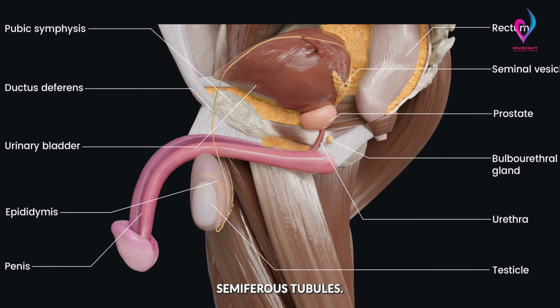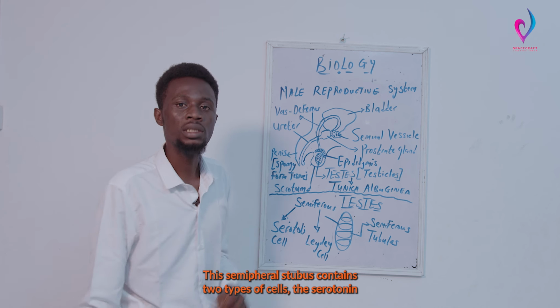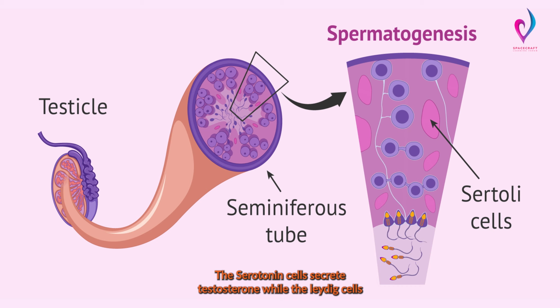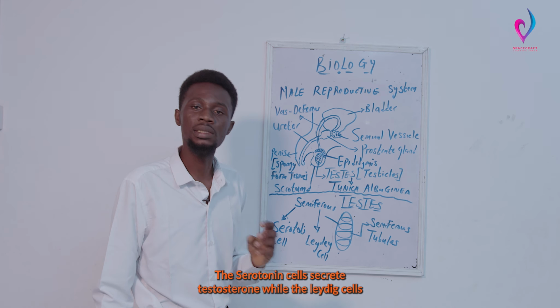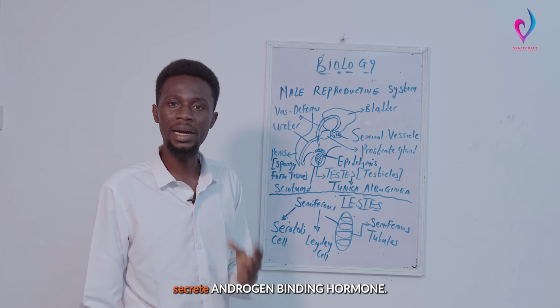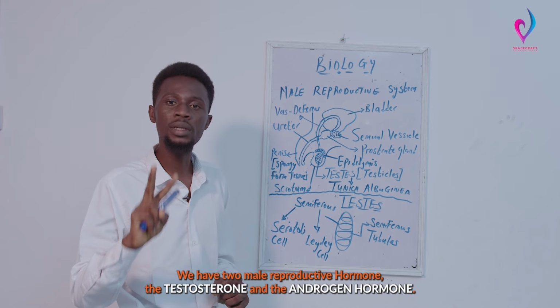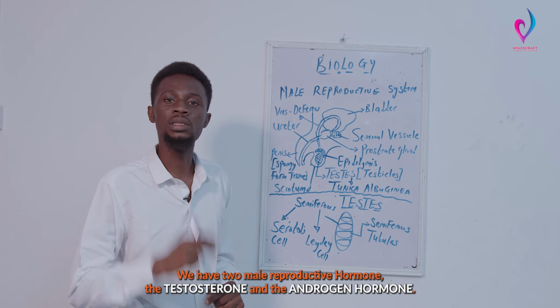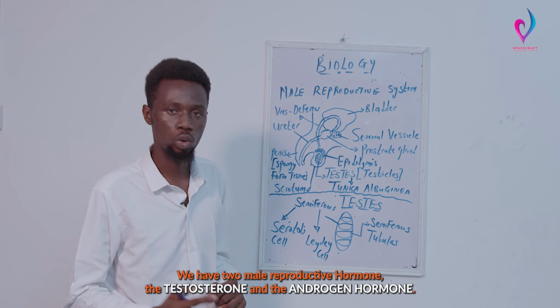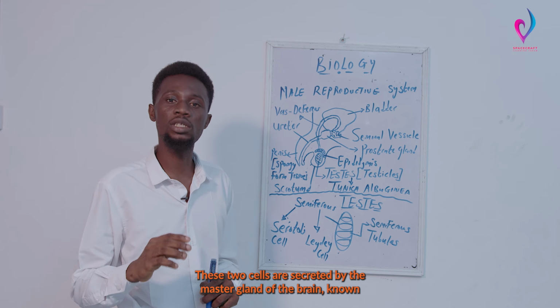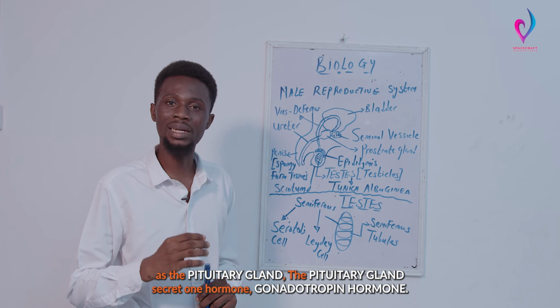as the seminiferous tubules. These seminiferous tubules contain two types of cells, the Sertoli cells and the Leydig cells. The Sertoli cells secrete androgen binding hormone, while the Leydig cells secrete testosterone. So what I'm trying to say here is that we have two male reproductive hormones, the testosterone and the androgen binding hormone. These two cells are stimulated by the master gland of the brain known as the pituitary gland.